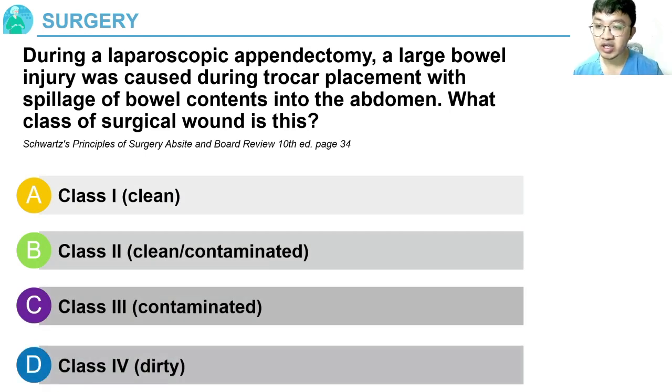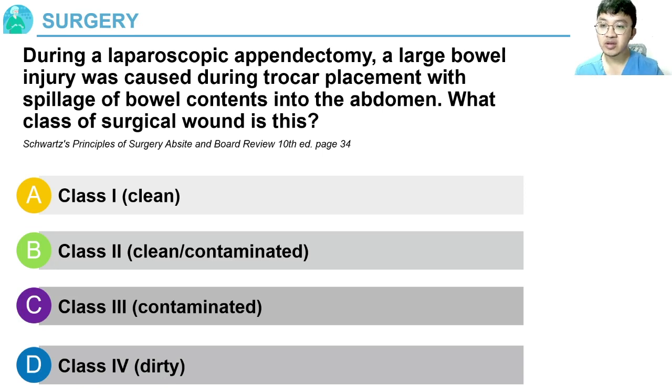Next question. During a laparoscopic appendectomy, a large bowel injury was caused during trocar placement with spillage of bowel contents into the abdomen. What class of surgical wound is this? Is it A, class 1 clean, B, class 2 clean contaminated, C, class 3 contaminated, or D, class 4 dirty? Okay, just a review. Class 1, you don't enter anything. Class 2, you enter the GU, GI, or respiratory tract, but there's no spillage or contamination. Class 3, you enter, but now with spillage and contamination. Class 4 is when it's already infected, necrotizing, or there's severe contamination already.